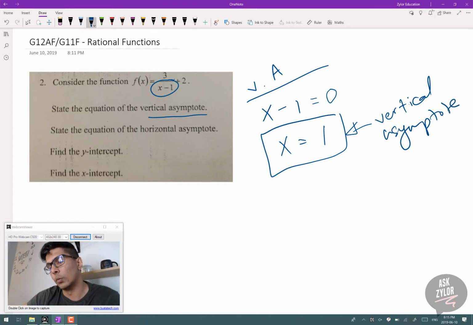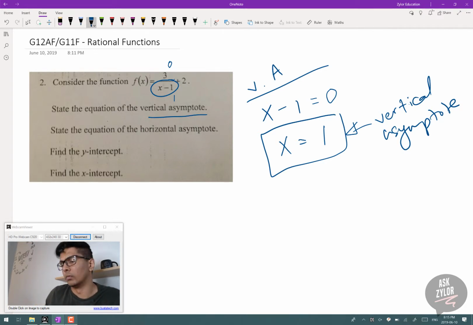So next, we're trying to state the equation of the horizontal asymptote. The horizontal asymptote we can find by considering the degrees of the function on the top and the bottom. The degree of the function on the top is just 0. The degree of the function on the bottom is 1. That tells me I have a horizontal asymptote at y is equal to 2.